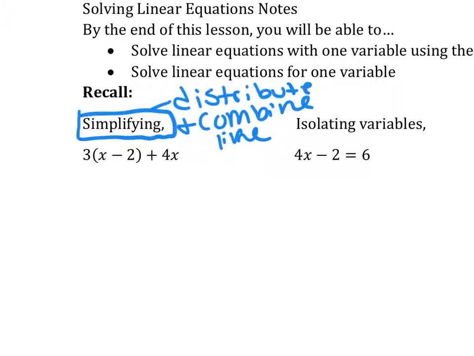So please make sure that when you don't even have an equal sign, when all you have is an expression and you're just asked to simplify, all you do is distribute and combine like terms. So this 3 would get distributed. So you'd have 3x minus 6, and then you have this plus 4x still at the end.